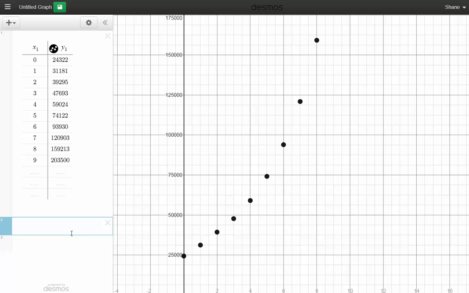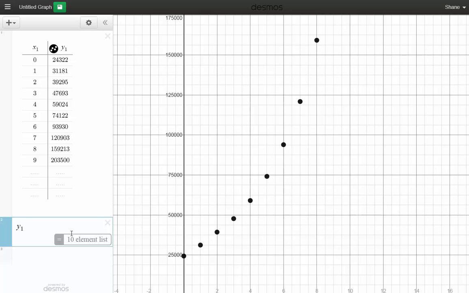So we're going to type in the variable y sub 1. Okay, so this is what we want the regression equation to look like, and we want it to be linear. So we're going to use y equals mx plus b, but the only difference is our variables are y1 and x1. So y1, and then we're not going to use equals.